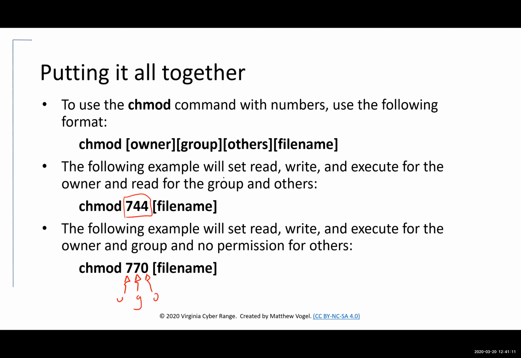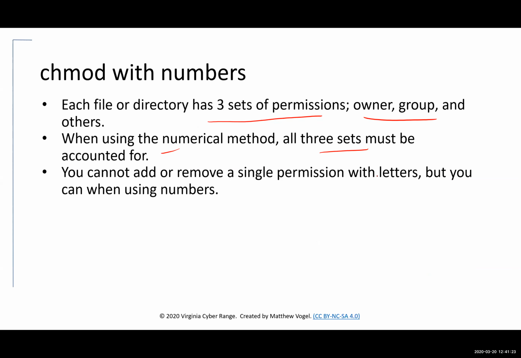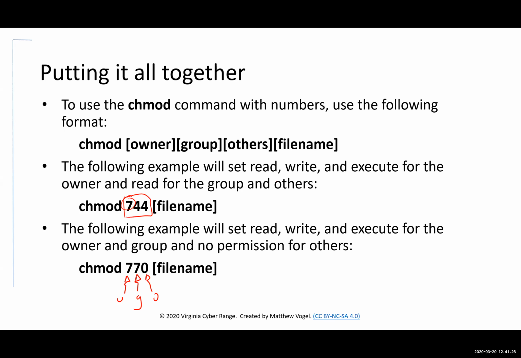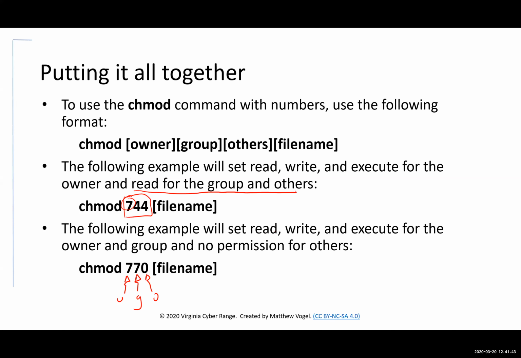So here, for example, I'm going to give read, write, and execute for the owner. So 7, read, write, and execute. Remember, read, write, and execute. I'm going to give read for the group and others, right? So read, write, and execute for the owner, read for the group and others, and that's the 4. Remember, 4 is read all by itself. The following example will set read and execute for the owner and the group and no permissions for others.